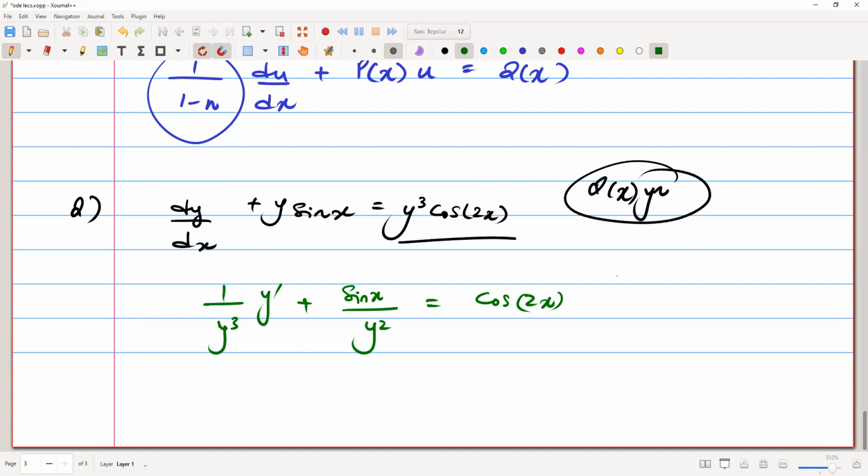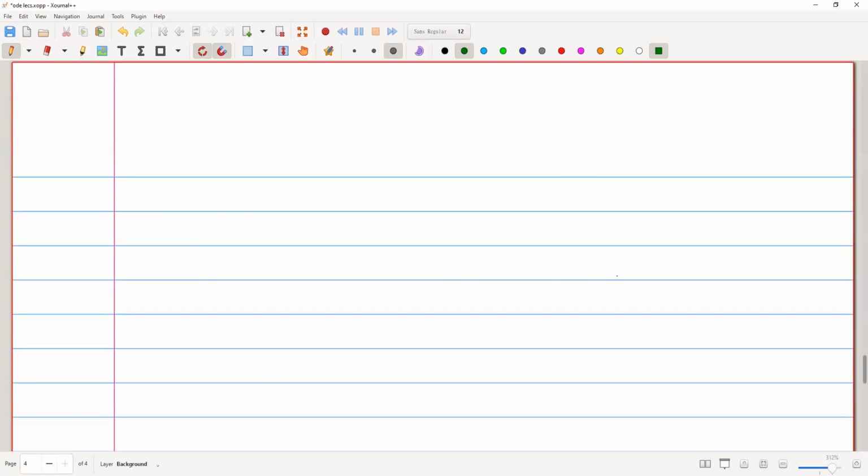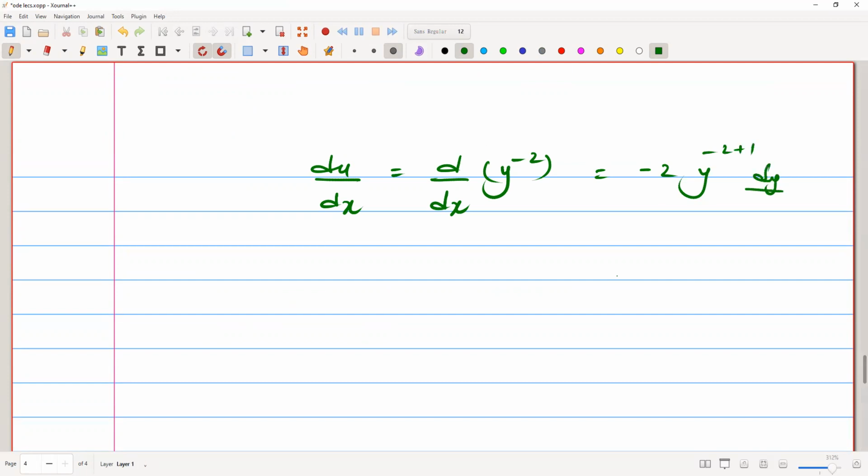So in this manner, now we can assume that let u equals 1 over y squared, and then just simply differentiate to get du by dx. First we should write y to the power -2. So this will be equals to -2 times y to the power -2 plus 1 dy by dx, right?